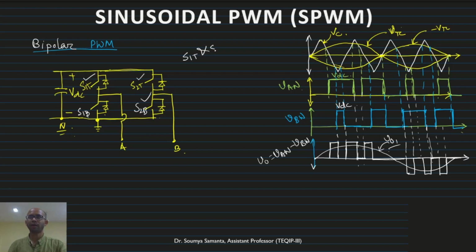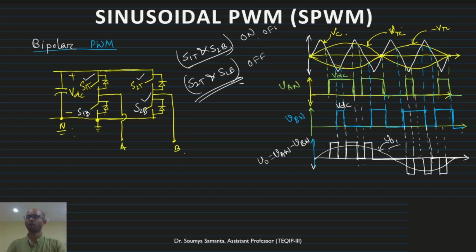S1T and S2B will be on at a time, and they will be off at a time. Whenever this pulse is 1, both will be on. Whenever the pulse is 0, this will be off, and S2T and S1B will be on. This is the complementary. Whenever this is on, this is off; whenever this is off, this is on. This set will be on.